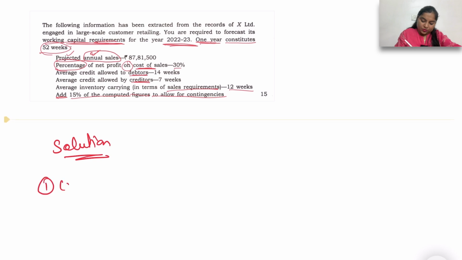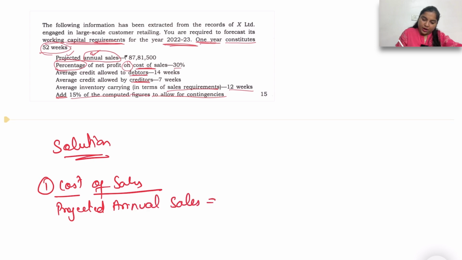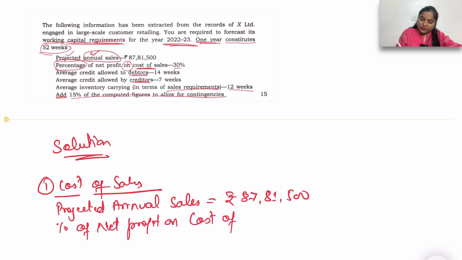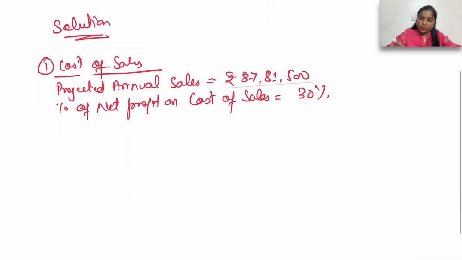So let's solve the cost of sales. We need to compute the cost of sales. We have a sales value and a percentage of net profit on cost of sales. Projected annual sales are rupees 87 lakh 81,500, and percentage of net profit on cost of sales is 30%. Moving ahead, you should know the difference between cost of sales and sales. If you don't know, work on your basics. I'm not going to explain this here. Even after covering the basics, if you have this query, do ask.